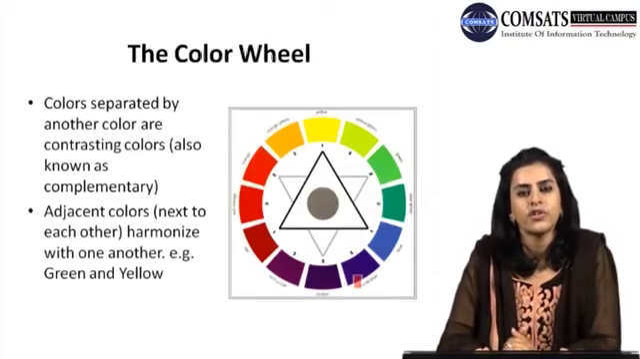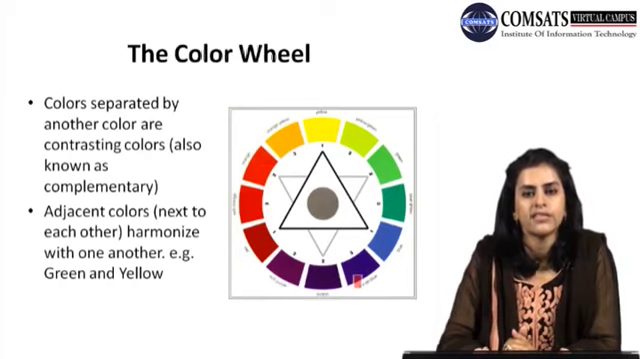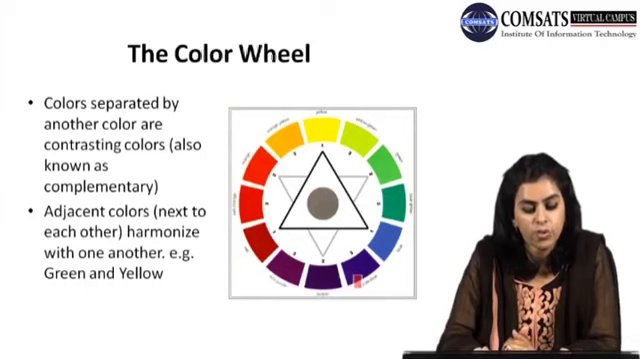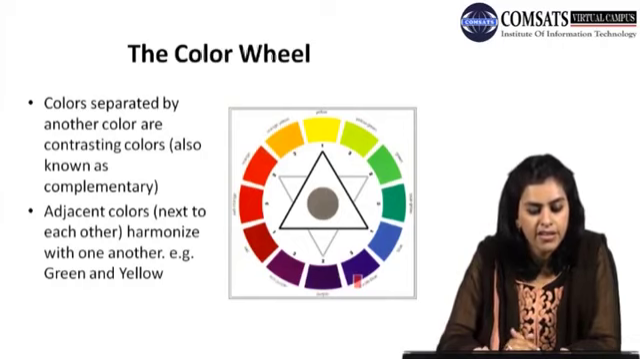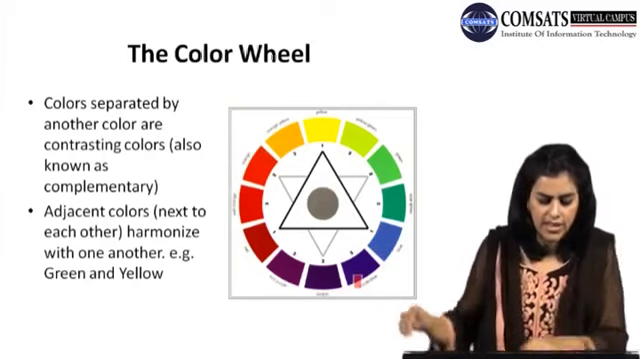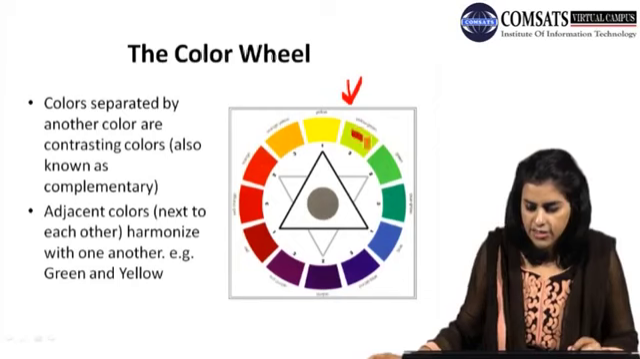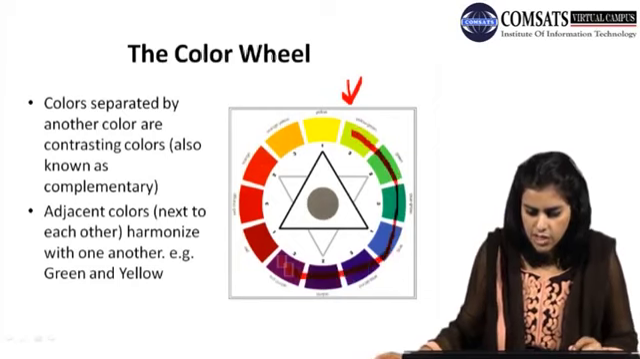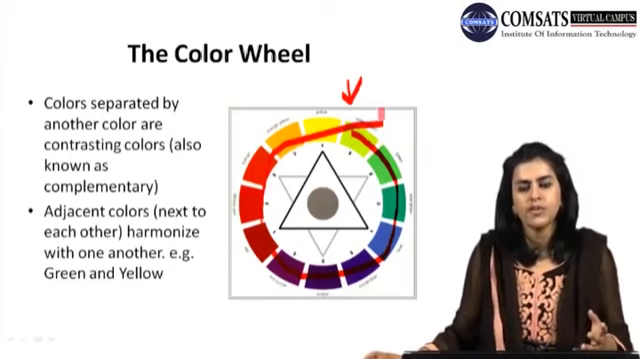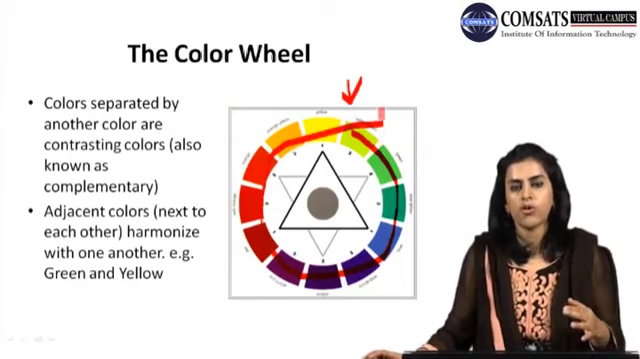Use of the color wheel in your presentation, any presentation type, whether it is business, personal, demonstrative, influential and so on. Colors separated by another color are contrasting colors, also known as complementary. Now if you see this circle, they have got these strong combinations of colors which are associated with the different colors. So whatever type of presentation you are using, use your color accordingly.